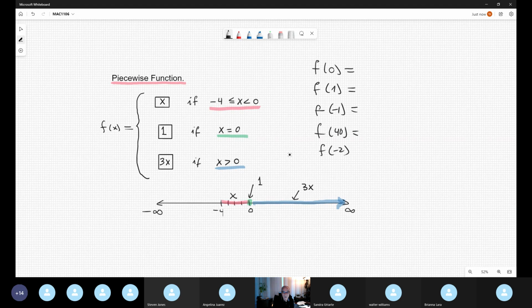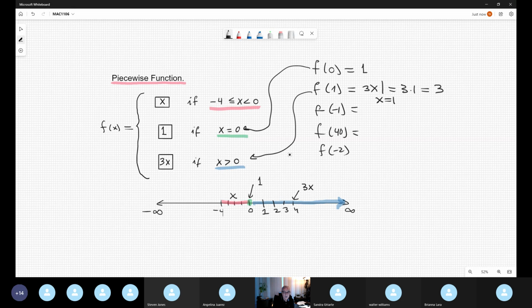Okay, so first 0. 0 is in this green interval, which is 1. The expression you select, since 0 belongs to this piece, is 1. Now 1 is associated with this piece because 1 lies here, so the expression I select is 3x. But I know that x is equal to 1, so I use this notation, a bar such that x is 1. So it's 3 times 1.